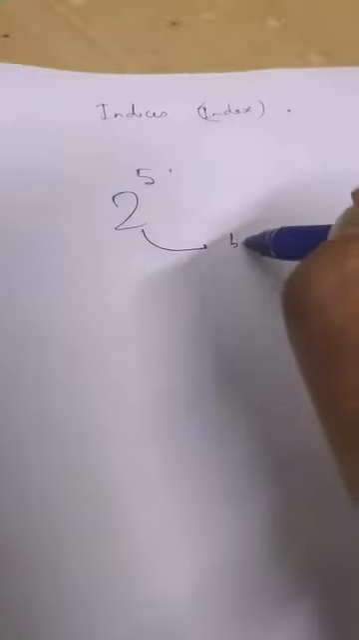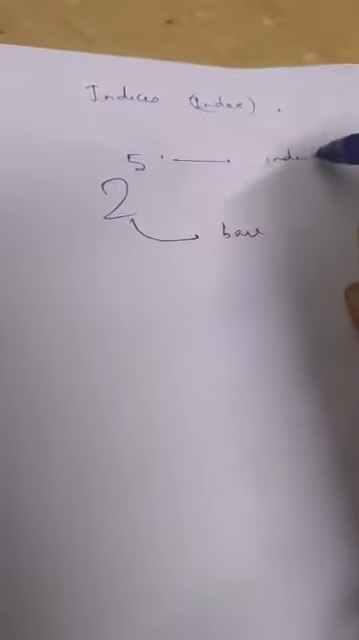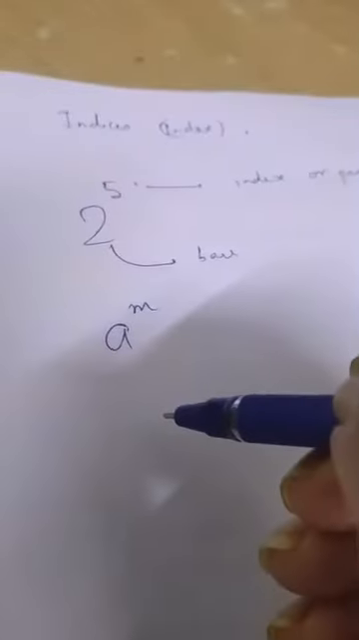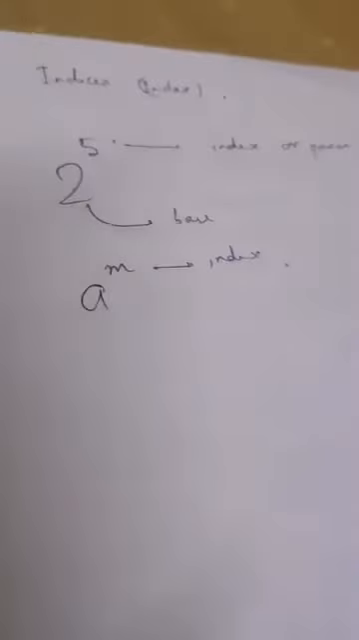Indices, or index. Say if I write 2 to the power 5, so 2 is the base and 5 is the index or power. If it is 1 power, we will call it index. More than 1 power, we will call indices. Means a to the power m: a is the base and m is the index or power.